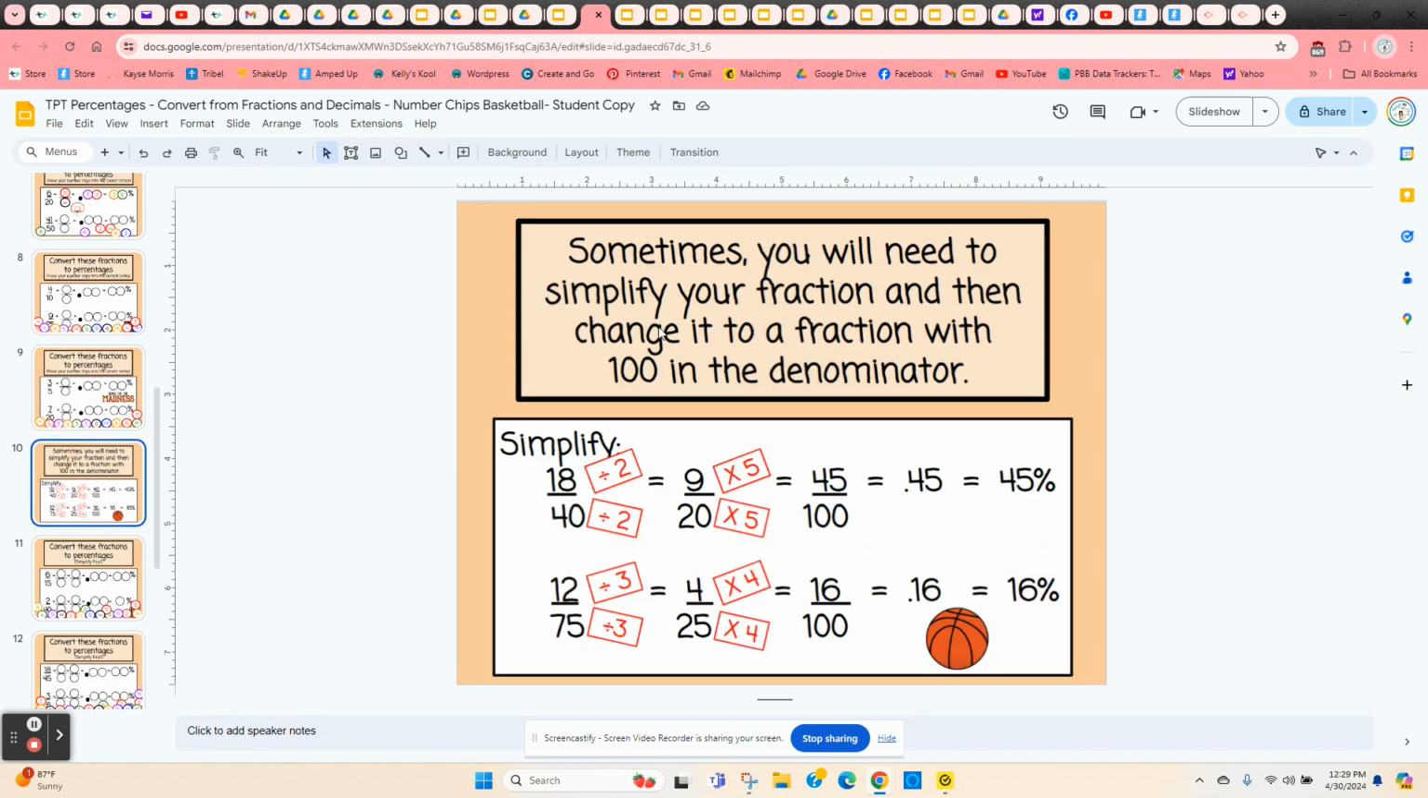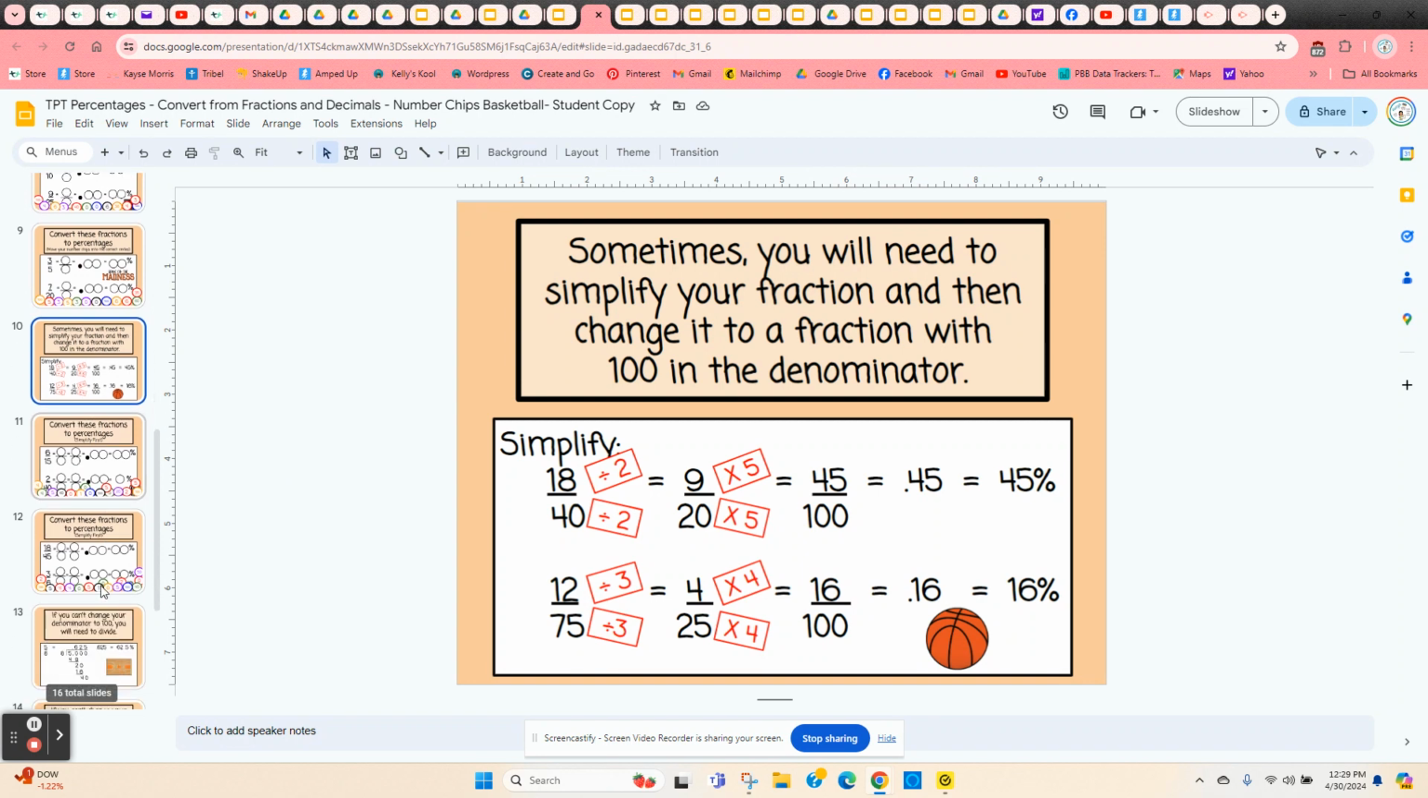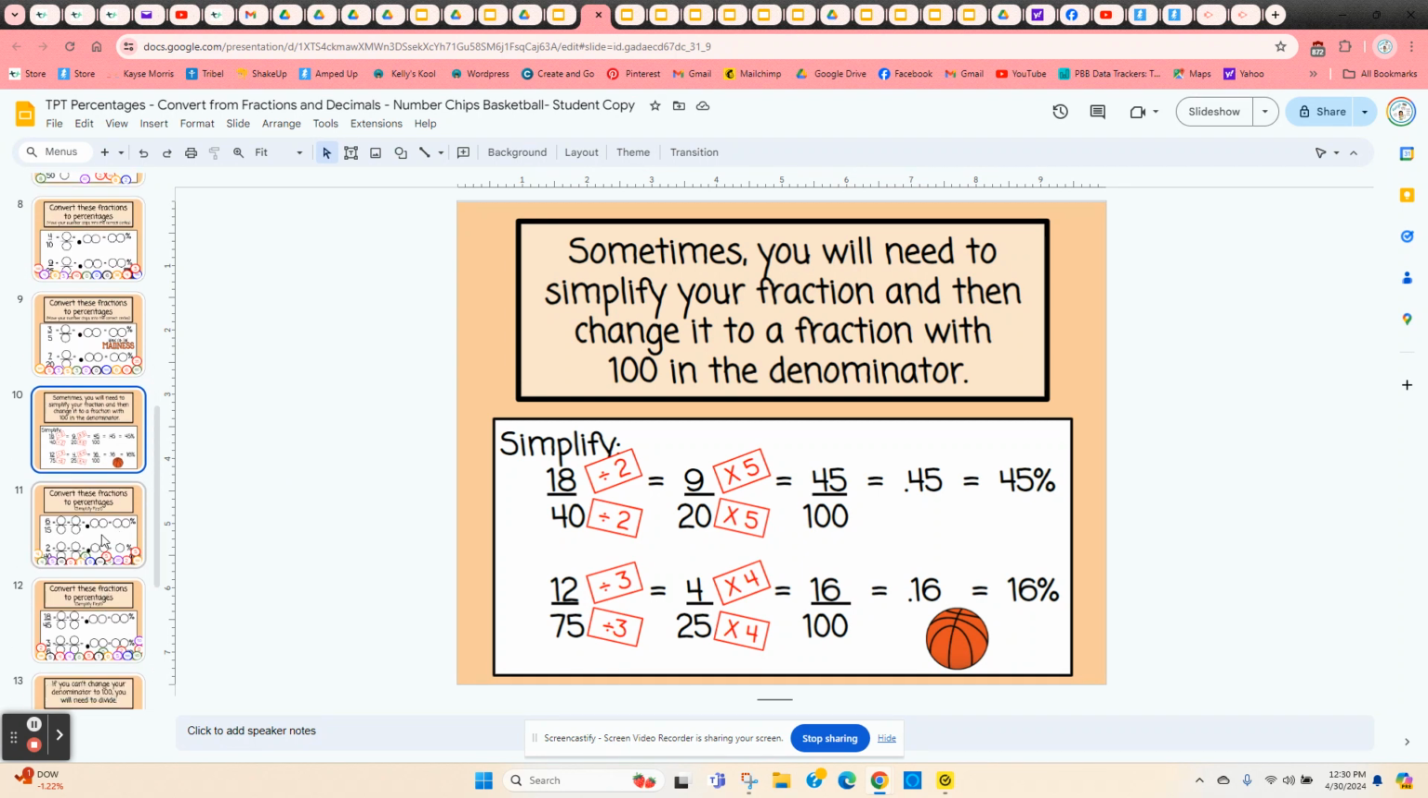And then they're shown what to do if they can't directly convert to an equivalent fraction with 100 in the denominator. They may have to simplify first. So on this one, we can't multiply 40 times any number to get 100ths, but if we simplify this fraction, we get 9/20ths, and then we can multiply the numerator and denominator by 5, get 45 hundredths or 45%. So both of these, they're simplifying first, and they're going to do that on the next 2 slides.